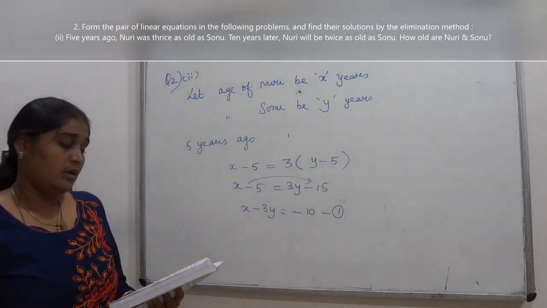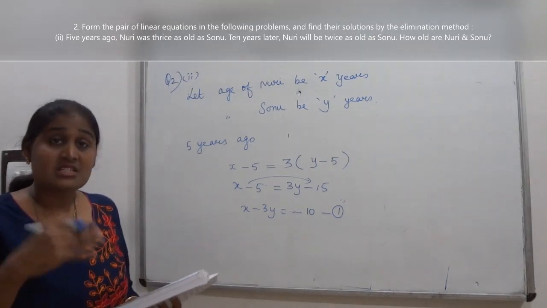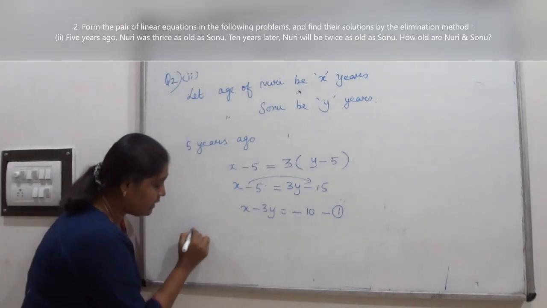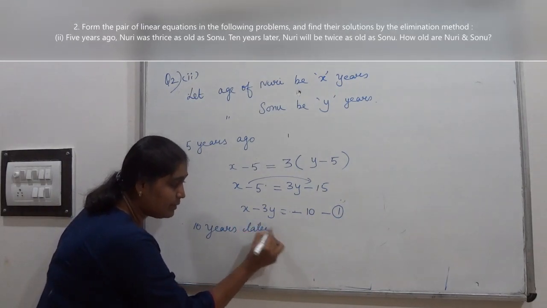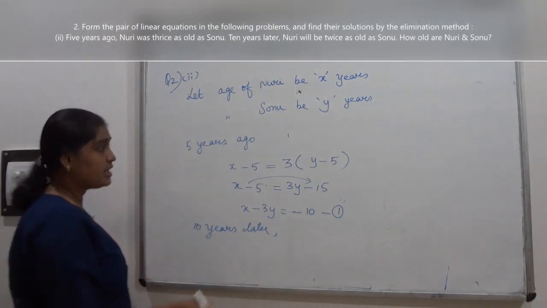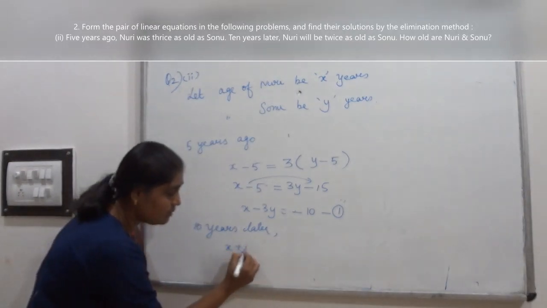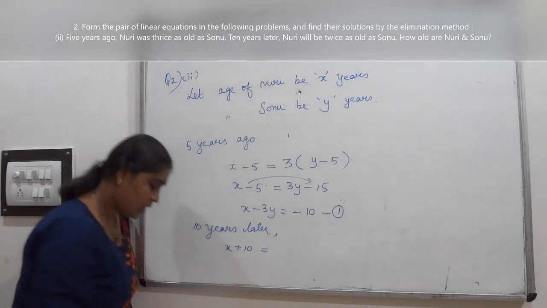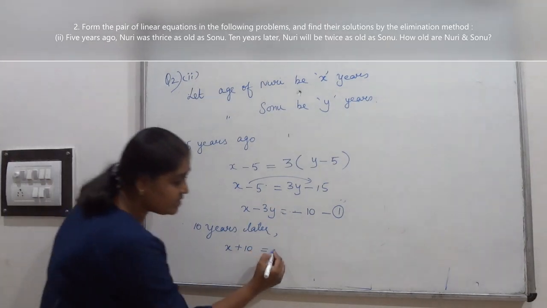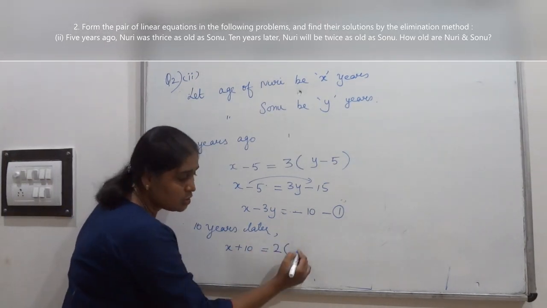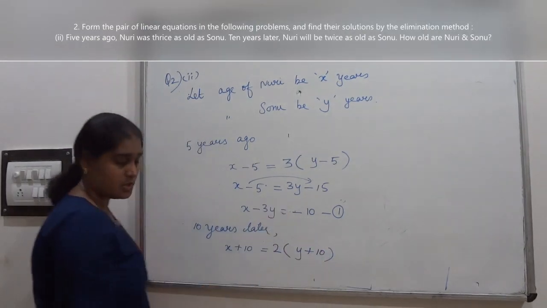According to the second statement, read that. Nuri will be twice as old as Sonu after 10 years. 10 years later, so you have to write 10 years later. That means after 10 years. Present age of Nuri is what? X. 10 years later means X plus 10. Nuri will be twice as old as Sonu. Twice means 2 times as old as Sonu. Sonu's age is Y. After 10 years, that is Y plus 10.